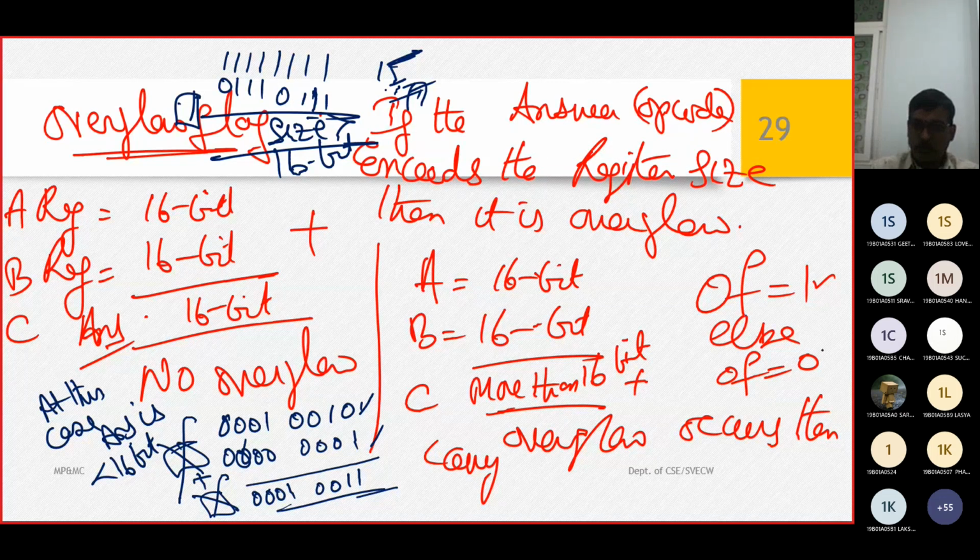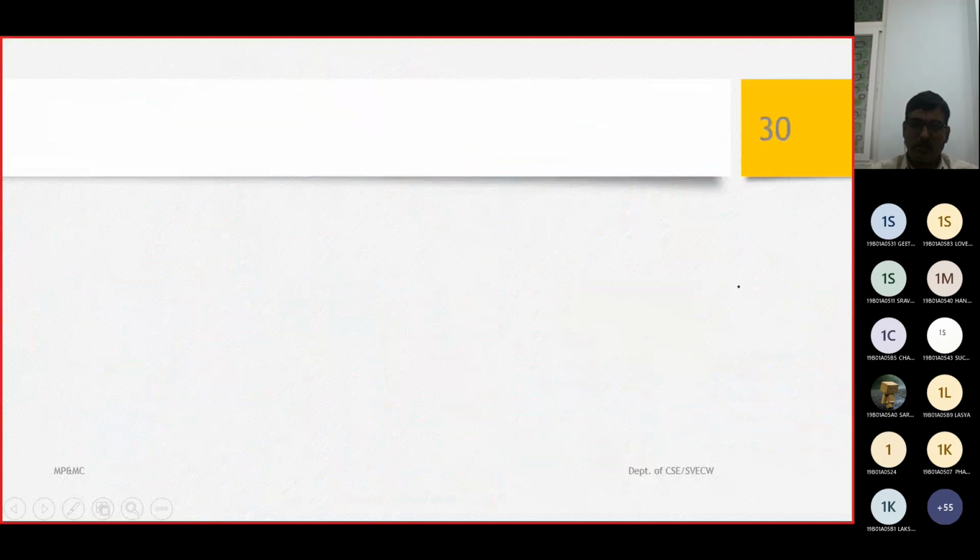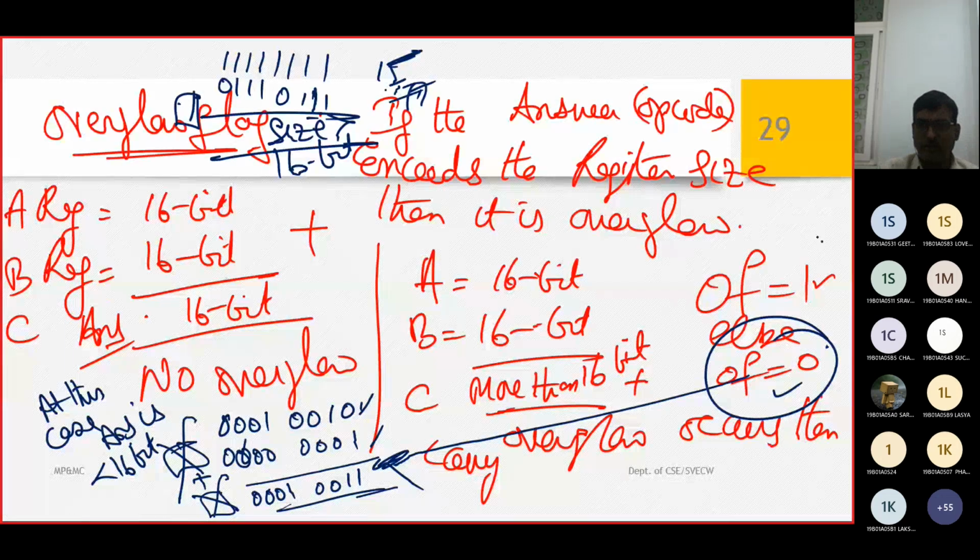If there is no overflow at this point of time, overflow was 0. Similarly, I am adding complicated numbers like 15 and 15, F and F, 7 and 7. So there is a chance for the overflow. Therefore, we can say the overflow flag is going to be set.